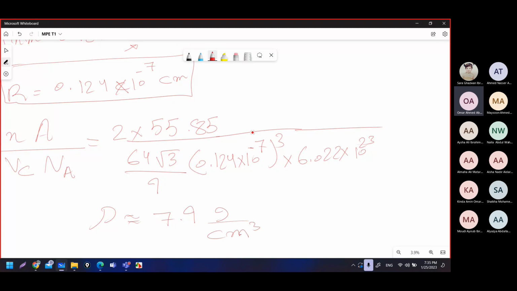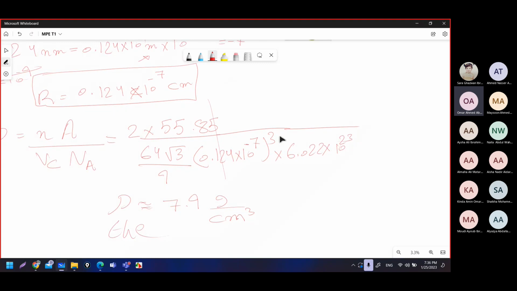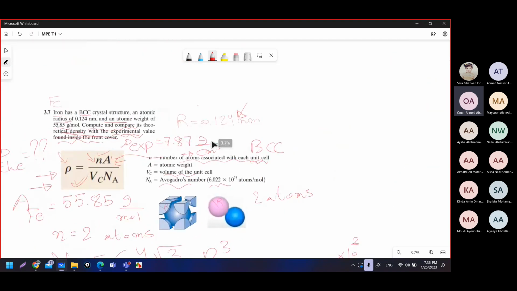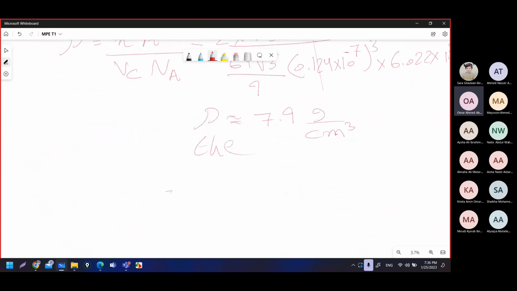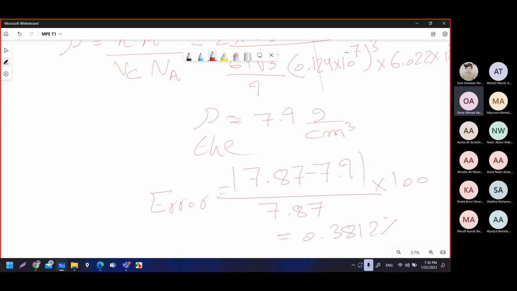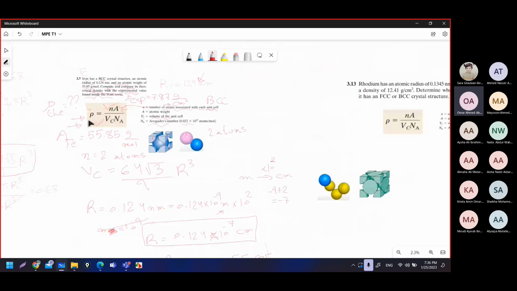7.9, and we assume that this one is theoretical. We assume that we are already given the value for the experimental, which is 7.87. So if we calculate the relative error, it will be the absolute value of the subtraction between 7.87 and 7.9, over 7.87, times 100. This will give you 0.3812%, which is very small. Okay, so that is how you can calculate the density for the elements.